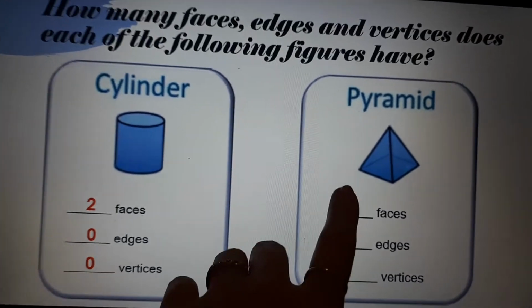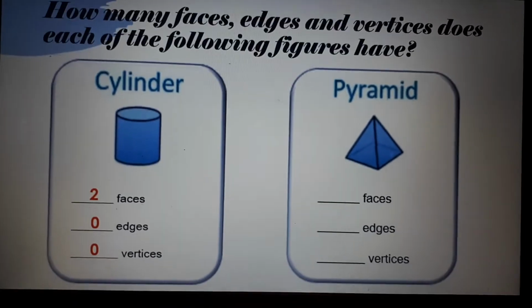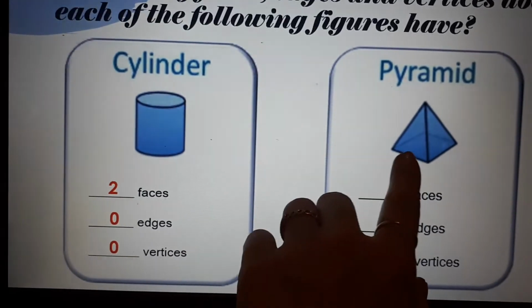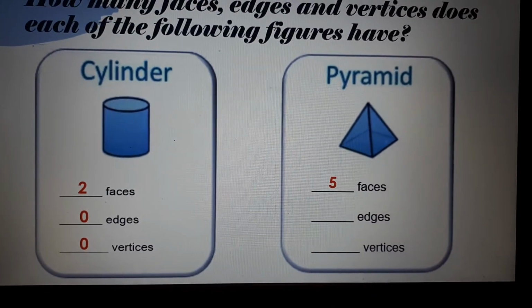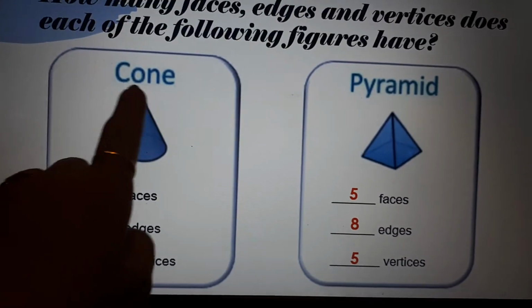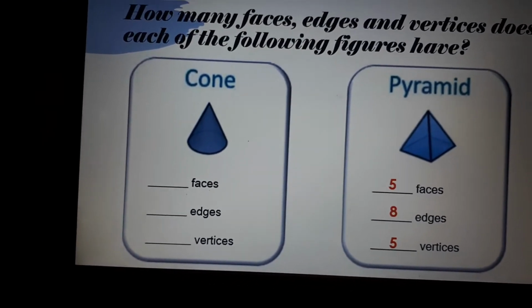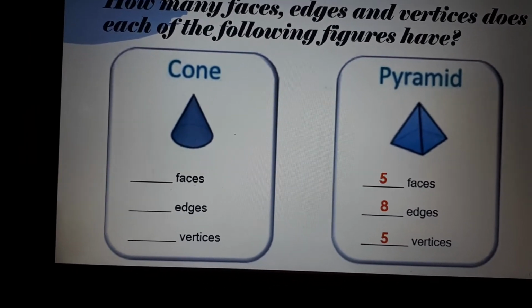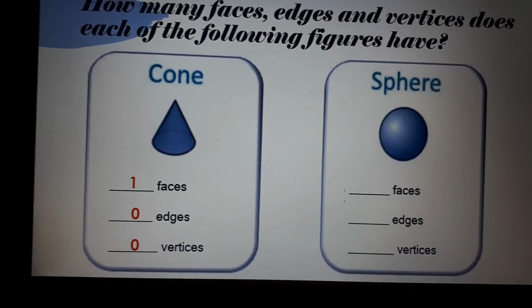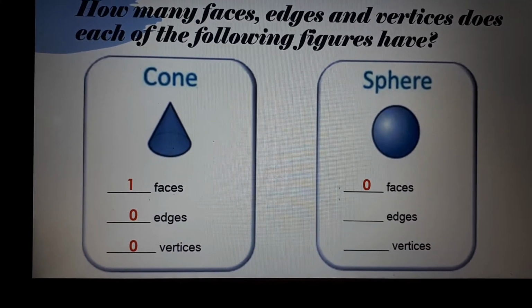The pyramid, here I have a square base, not a triangle, so the number of faces, edges, and vertices is different from the triangle base. Here I have 5 faces, 8 edges, and 5 vertices. The cone, as I told you, don't consider this one as a vertex, because a vertex is where 3 faces meet. So here I have just one face, which is the circle, zero edges and zero vertices. And the sphere, as I told you, has no flat surfaces, no faces are meeting, so it has zero faces, zero edges, zero vertices.